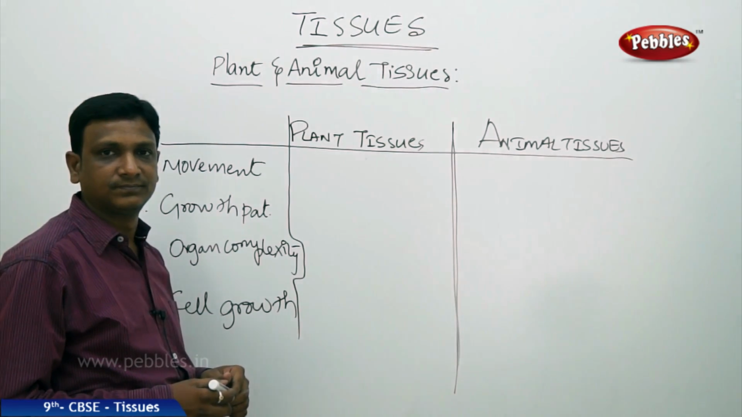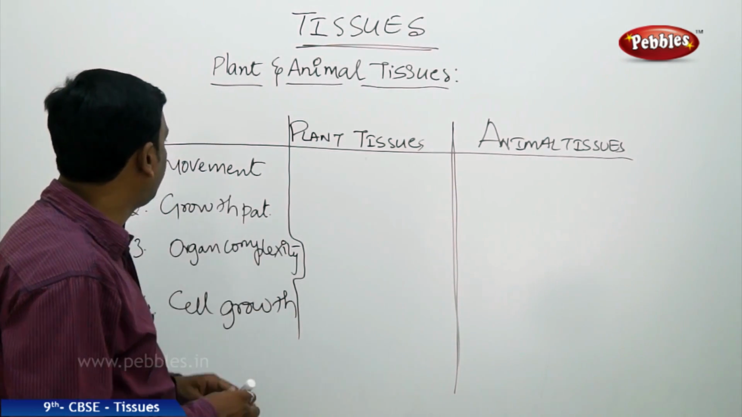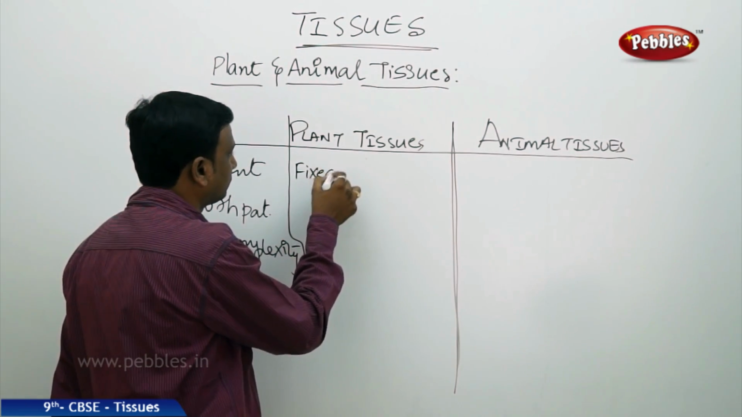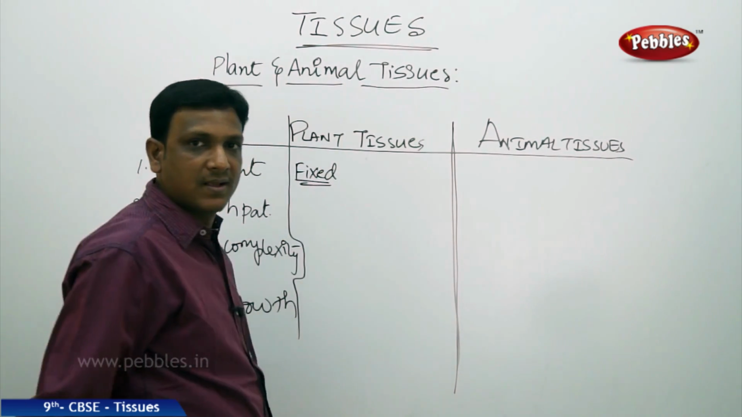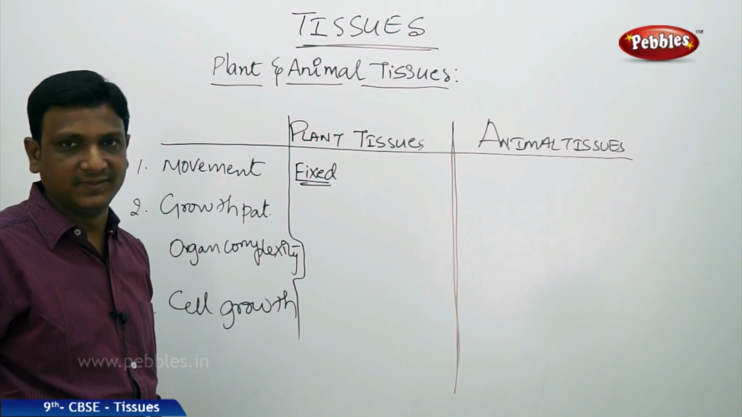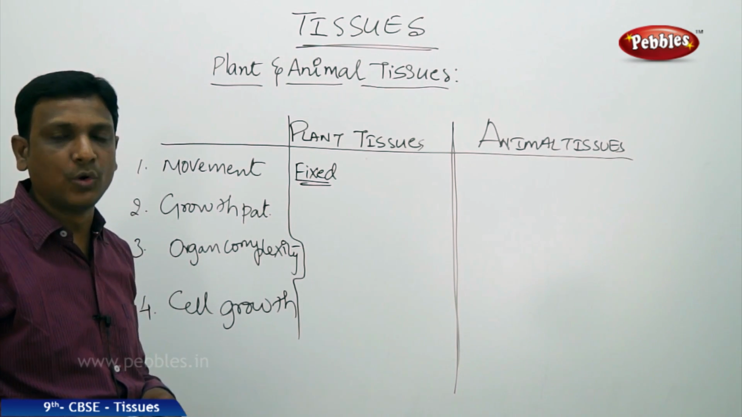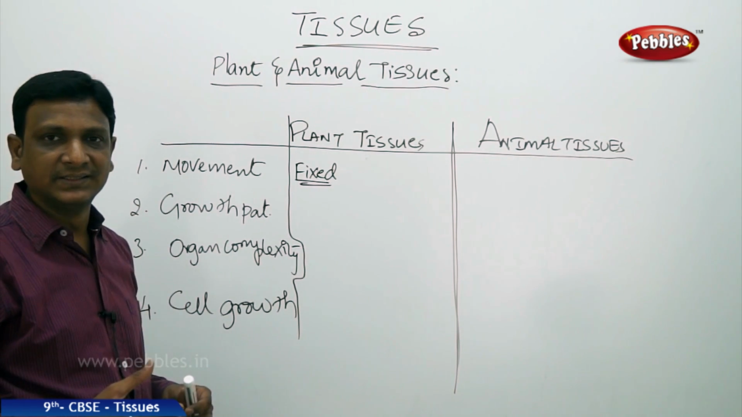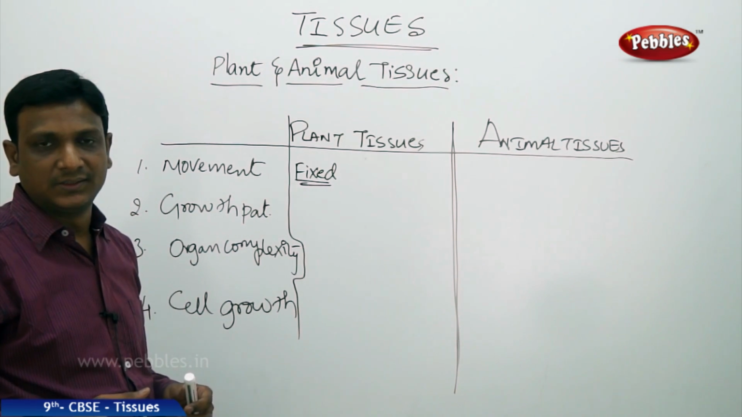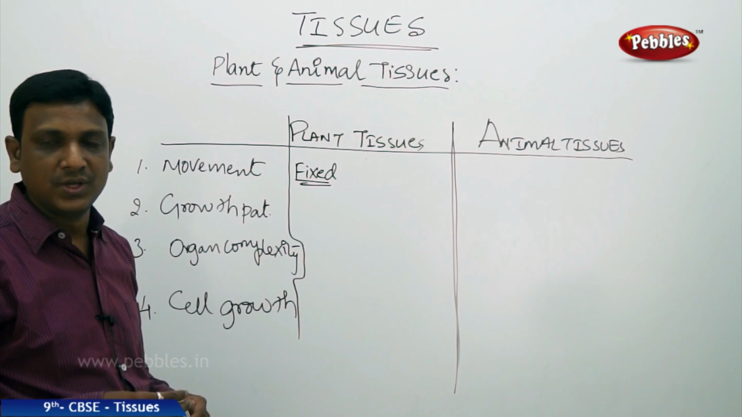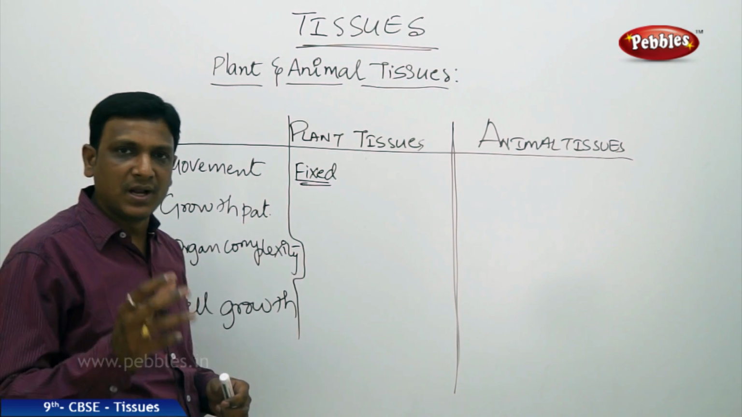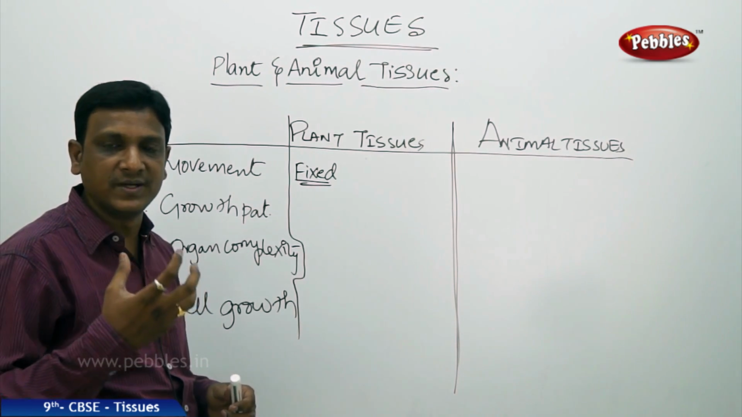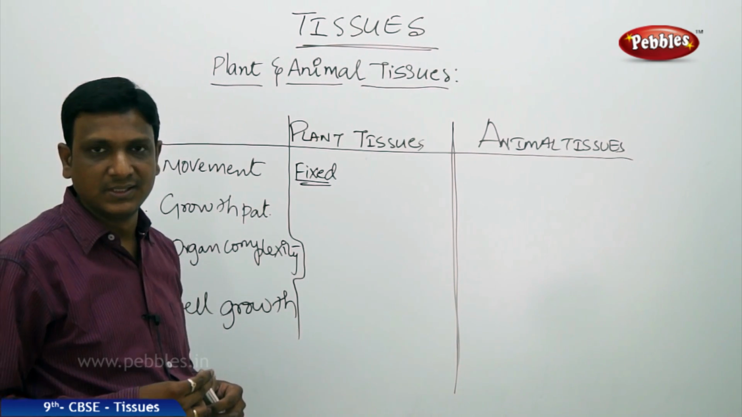Movement. If you see in case of movement, plants are fixed. Majority of the plants are fixed. Of course, certain plants float on water, but plants are sedentary. They are fixed in the soil. Plants cannot move from one place to another place. And plants do not possess any kind of voluntary movement, like your muscular movements.